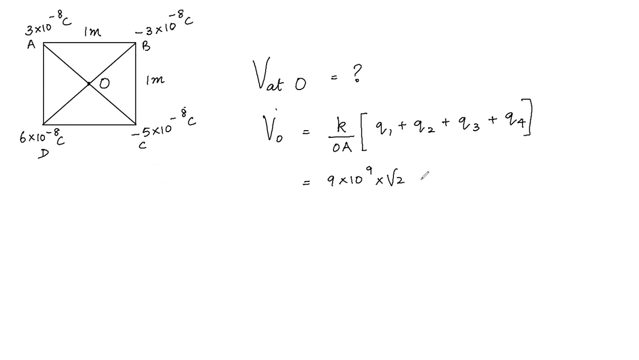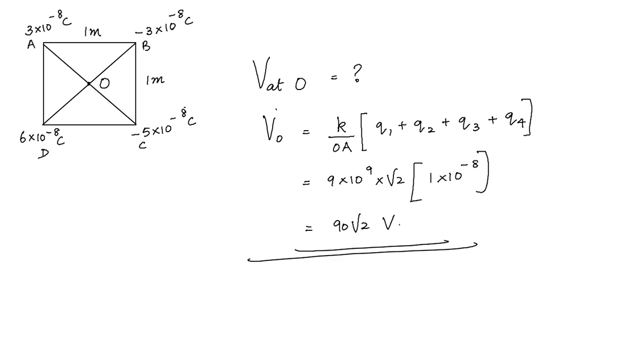So now this becomes the sum. 3 minus 3 into 10 power minus, that will become 0 for me. And minus 5 plus 6 is just 1 into 10 power minus 8. So this is 90 root 2 volt. Right, children? If at all you want to substitute for root 2, substitute. But it is absolutely not necessary. You get 90 root 2.